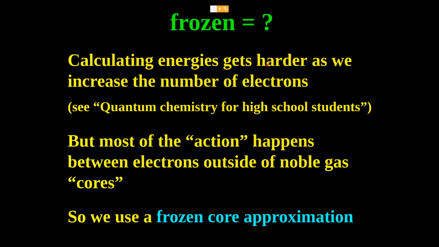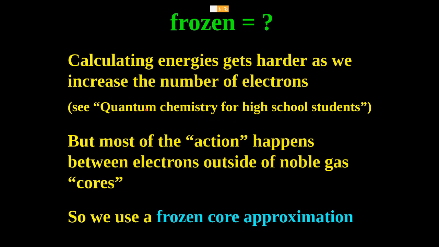So calculating energies gets harder and harder as we increase the number of electrons in the system. See Quantum Chemistry for High School Students if you want more information about why that is. I explained Slater determinants, and how when you have more electrons, the wave functions have to be antisymmetric with respect to exchanging two electrons. If you want to understand how expensive the calculation gets as we increase the number of electrons and how big of a problem this really is, you can watch that video, Quantum Chemistry for High School Students, on my YouTube channel.